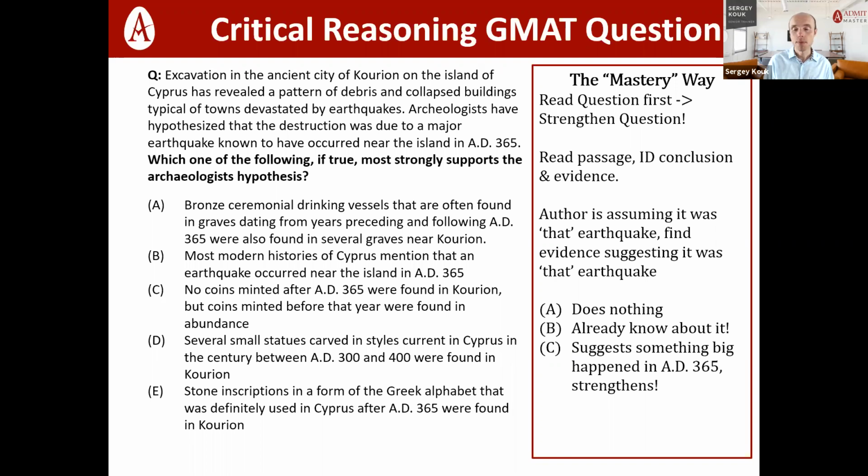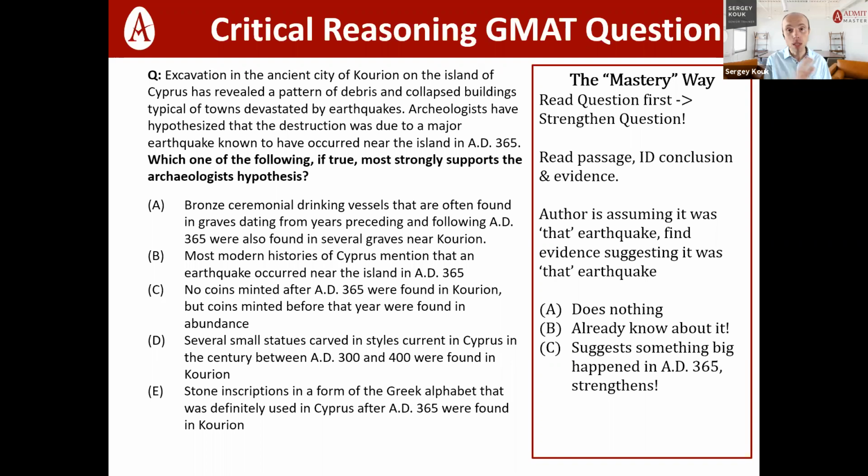And notice that we don't really know for sure whether this is what happened. It is still possible that there was some other earthquake, maybe after it, maybe that specific year, they just stopped minting coins because they just didn't want to mint coins anymore. And a few hundred years later, there was an earthquake that just came in and kind of destroyed the town. It's entirely possible, but that's not our business anymore.